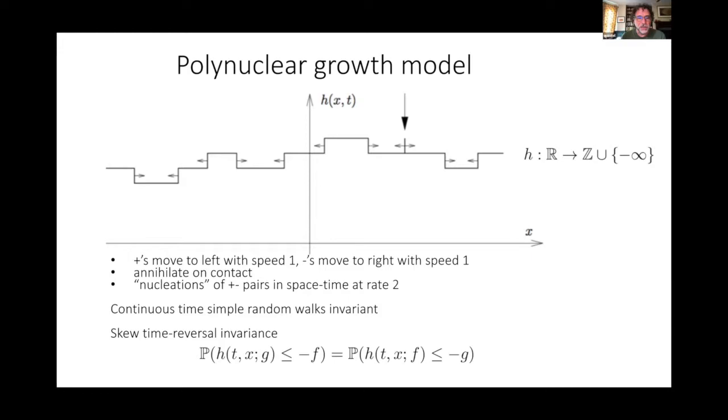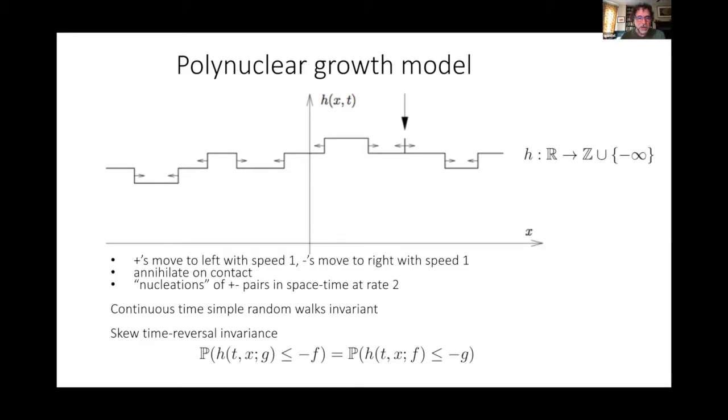The rule is very simple. You can think of the places where the function goes up as pluses and where the function goes down as minuses. So you can either think of this as these height functions or these pluses and minuses moving on R. Pluses move to the left with speed 1, deterministic. And minuses move to the right with speed 1. And when they meet, they annihilate each other mutually. Just 1 plus annihilates 1 minus. And so that part of the dynamics is completely deterministic.